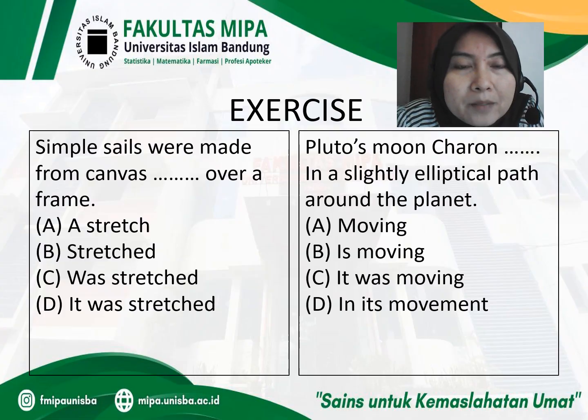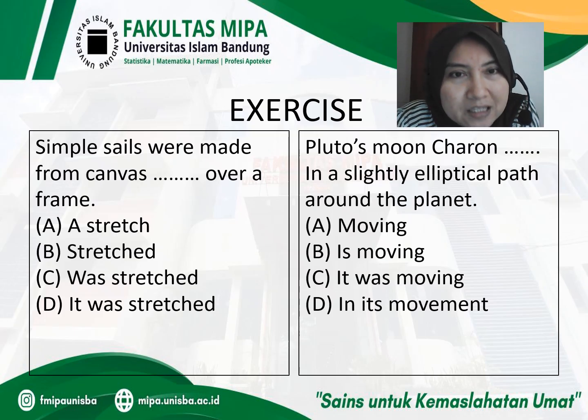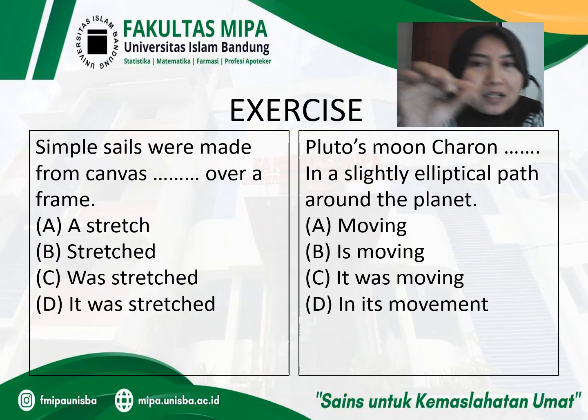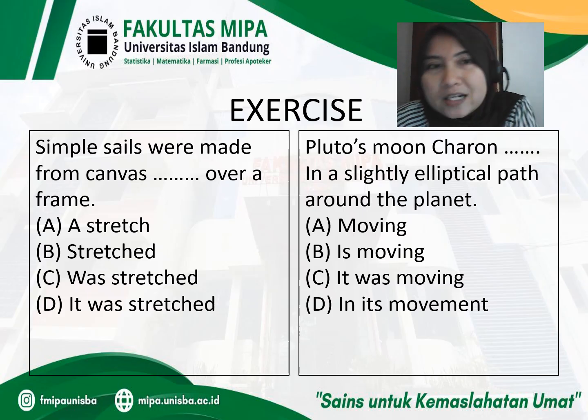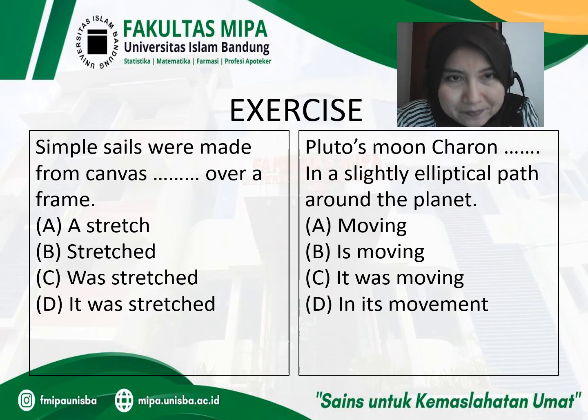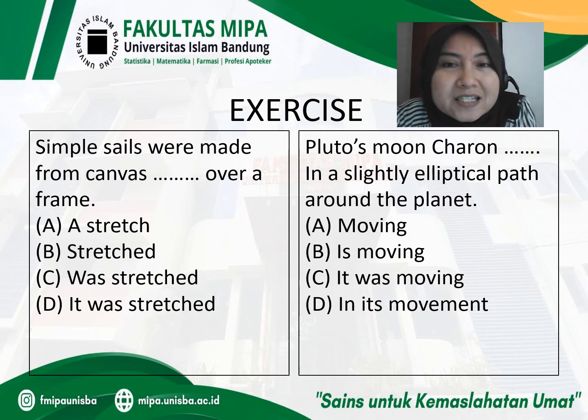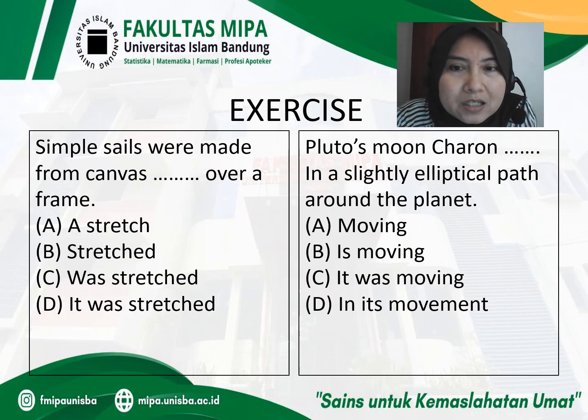All right, so let's see option B, which is stretched. This is the past participle form and works as an adjective. So the full meaning becomes the canvas stretched over a frame. So the correct answer is B, stretched. So these examples show that when the sentence already has a main verb, the past participle is often used to describe a noun, not to form another verb.